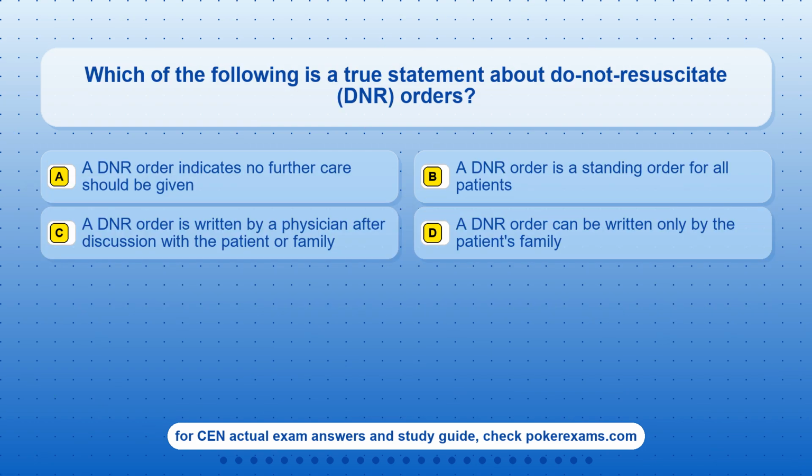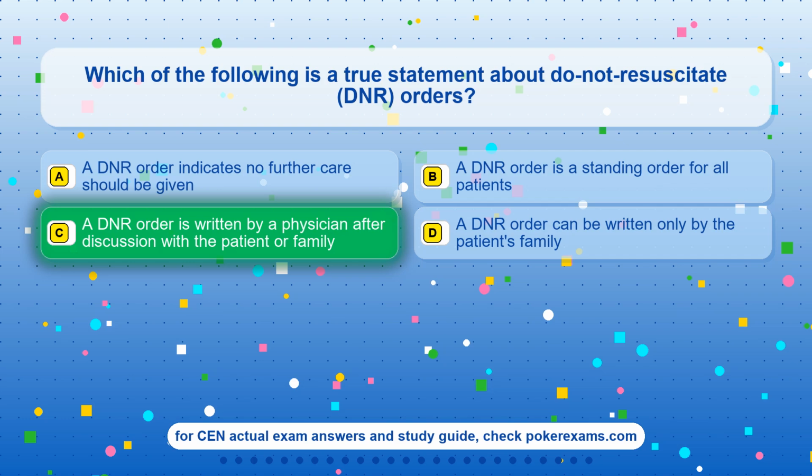Question 15. Which of the following is a true statement about do-not-resuscitate, DNR, orders? Option A. A DNR order indicates no further care should be given. Option B. A DNR order is a standing order for all patients. Option C. A DNR order is written by a physician after discussion with the patient or family. Option D. A DNR order can be written only by the patient's family.